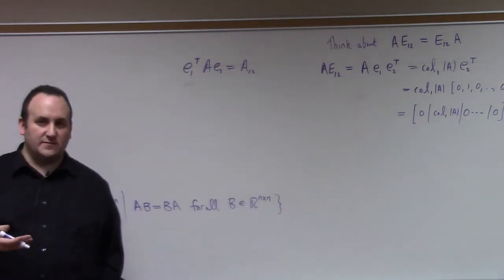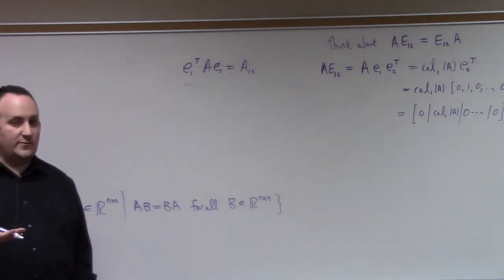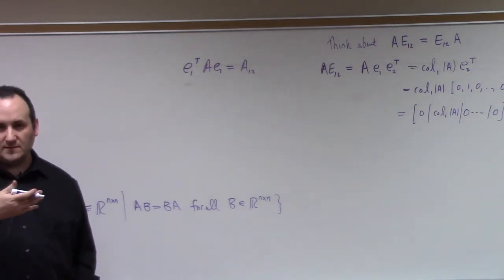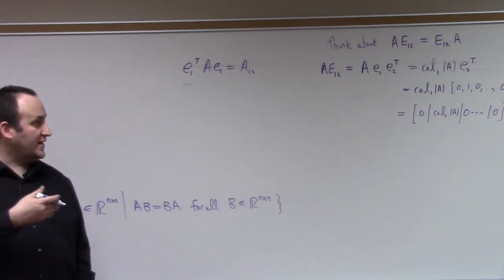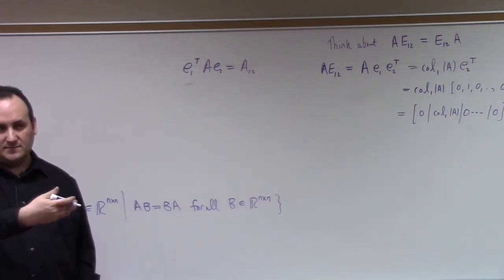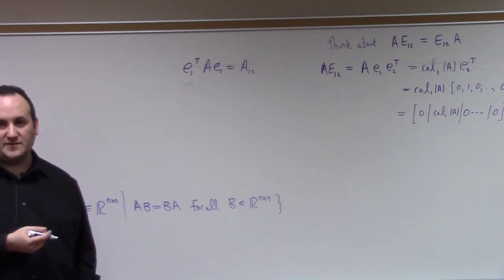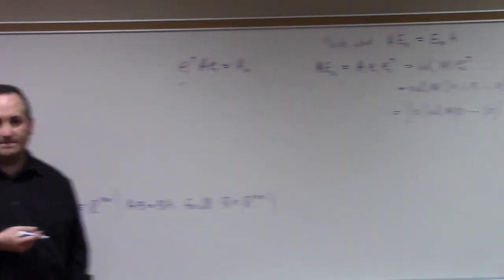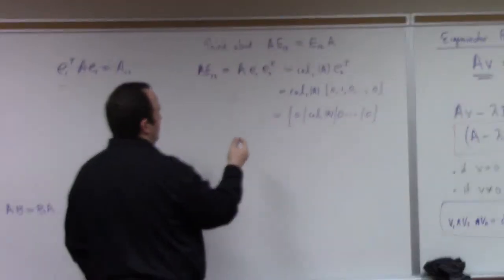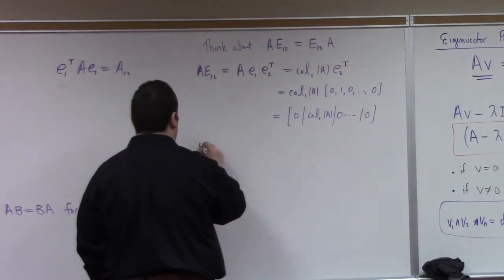Put it into words. A times E1, 2 is the mostly 0 matrix, right? Where the first column of A has been moved into the second column of the resulting matrix, yeah? What about if we do the other way? What if we do E1, 2 times A? What's that?